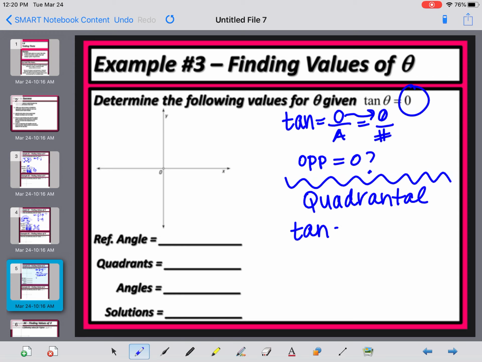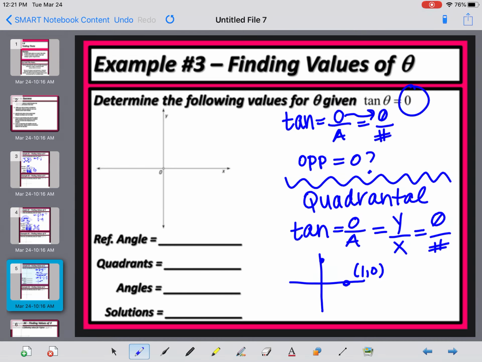So if tangent is opposite over adjacent, we want to relate our opposite and adjacent side to the quadrantal values, which would be y and x. So in order to get a final answer of 0, we know we have to put a 0 on the top. We'd have some number on the bottom. We don't know what that possibly is going to be yet.